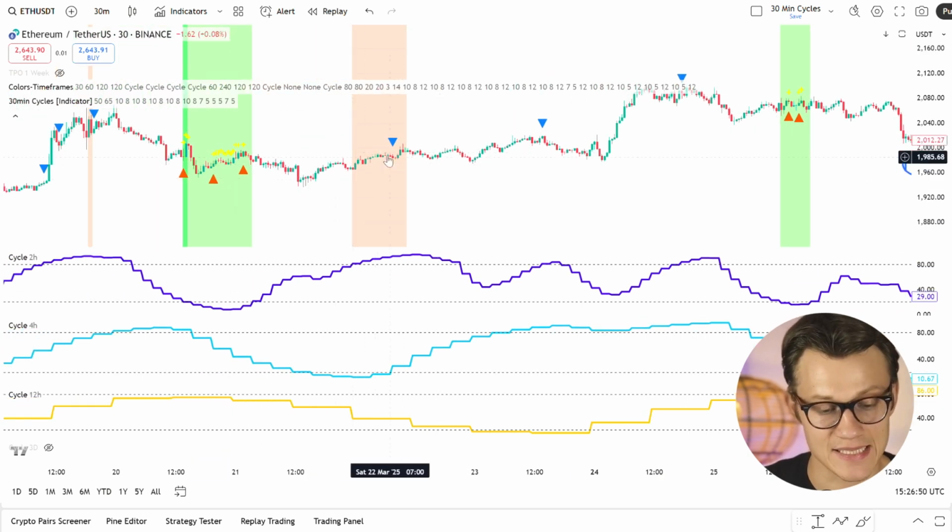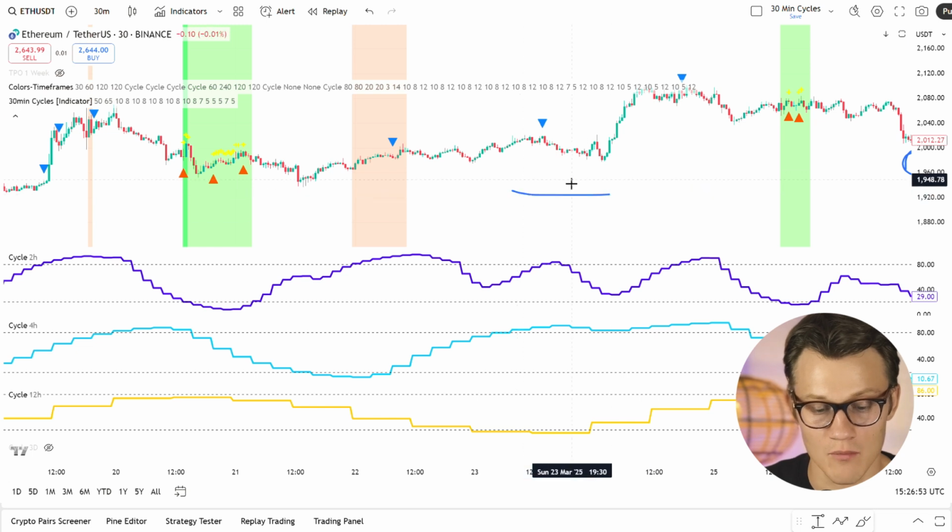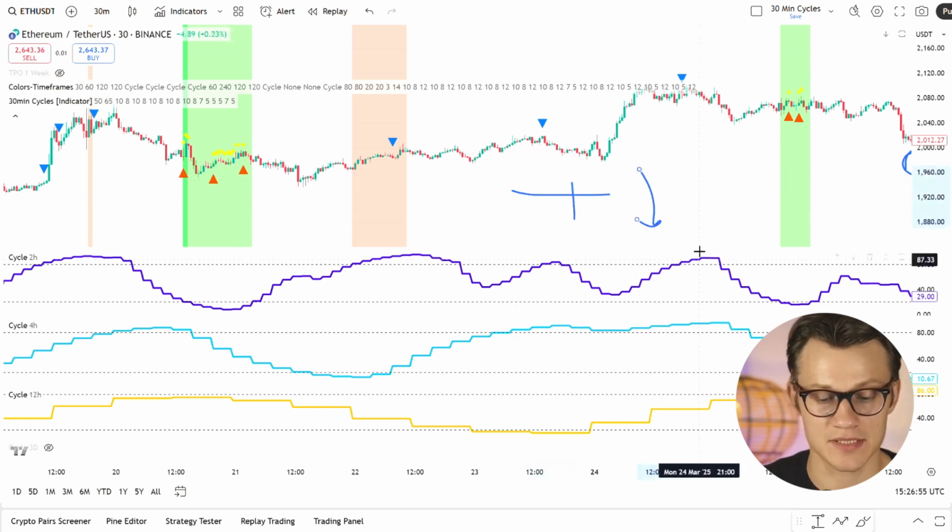So what you have to do in order to stay profitable with this strategy, you have to use the buy and sell signals and combine them with the cycle indicators down below.